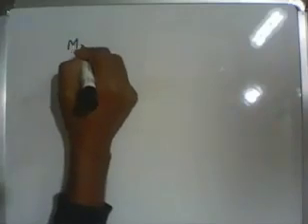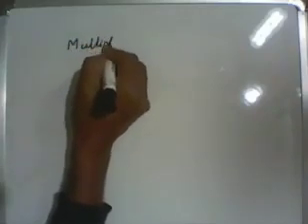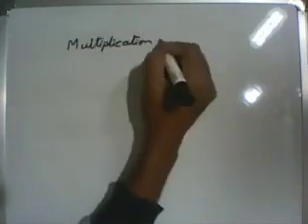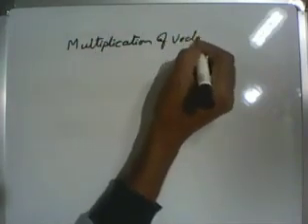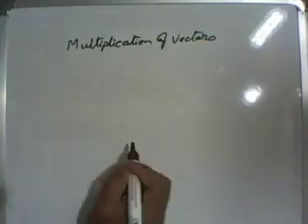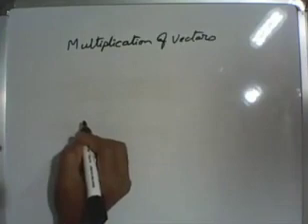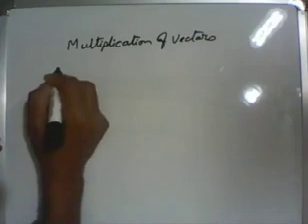The topic for today will be multiplication of vectors. So there are two kinds of products, or there are two ways in which we can multiply vectors.